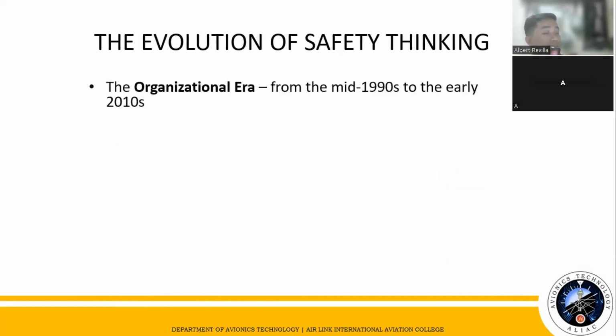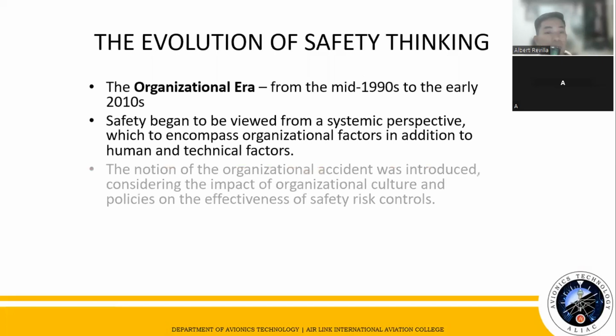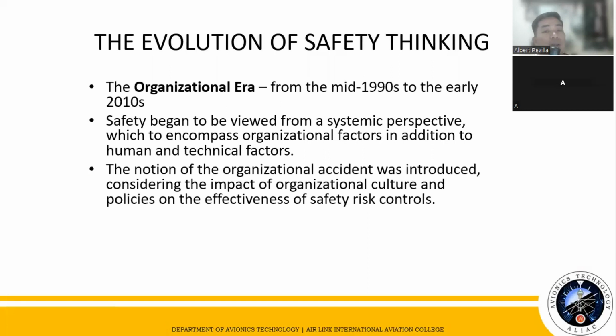So in the organizational era, from the mid 1990s to the early 2010s, the safety began to be viewed from a systematic perspective, which encompasses organizational factors in addition to human and technical factors. So the notion of the organizational accident was introduced considering the impact of organizational culture and policy on the effectiveness of the safety risk control.